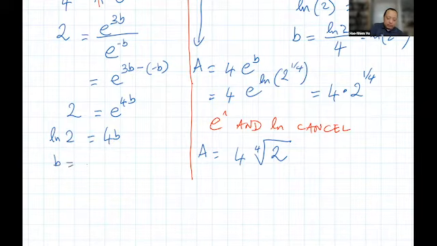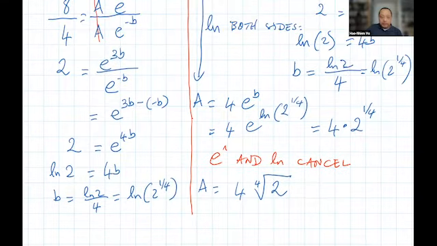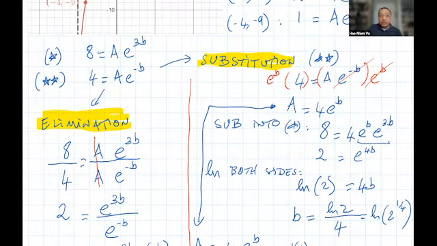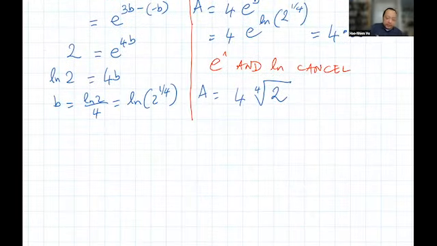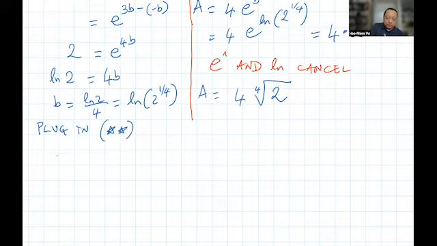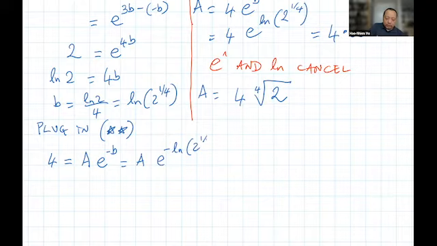Ln both sides. Ln of 2 is equal to 4b. Divide both sides by 4. I have b is equal to ln of 2 over 4, which is ln of 2 to the 1/4. I got b. I go back to my two equations. I pick one of them, doesn't matter which one, and I plug in b to solve for a. Plug in the star equation. 4 is equal to a e to negative b, which is a e to negative ln 2 to the 1/4.